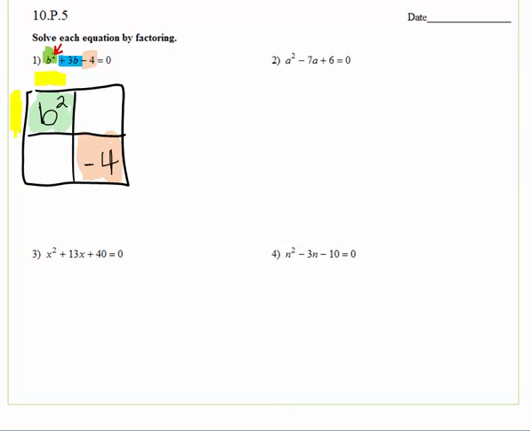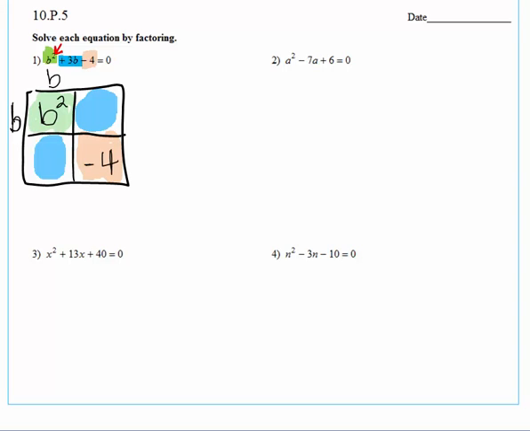I'm going to put the factors that will multiply to b to the power 2, and they are b and b. So b times b equals b squared. And I'm going to put the factors here that multiply to -4, but also add up to +3, because these two boxes, when I add them together, are going to equal +3 to form the middle term.